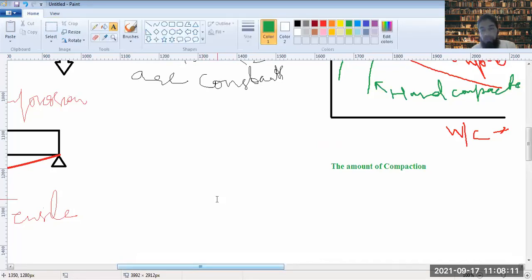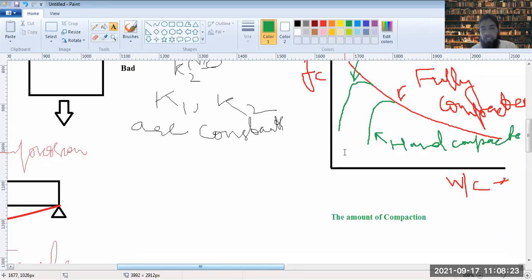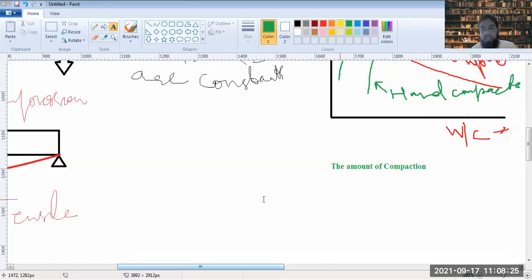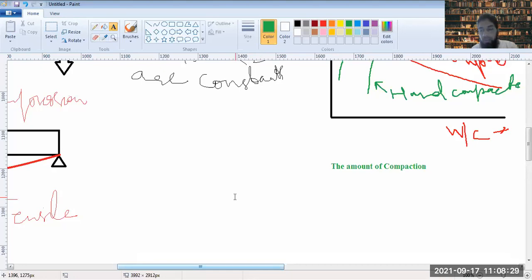Now, there is a difference between fully compacted, the red line here, and over compacted. If you start compacting more than that, then segregation and bleeding tend to happen, and then again the strength begins to decrease. So there is a limit to the compaction as well, which is called the fully compacted stage.